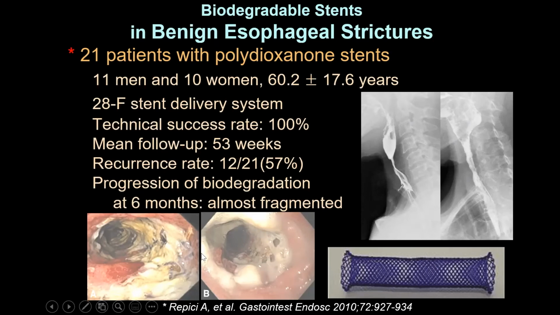They reported that at 6 months, all stents were fragmented. But during the mean follow-up of 53 weeks, the recurrence rate was 57%, almost like the retrievable expandable stent.